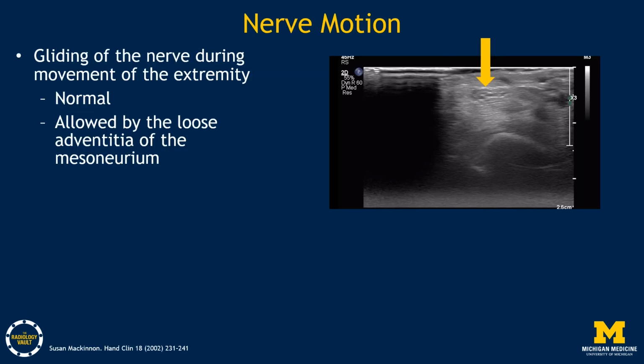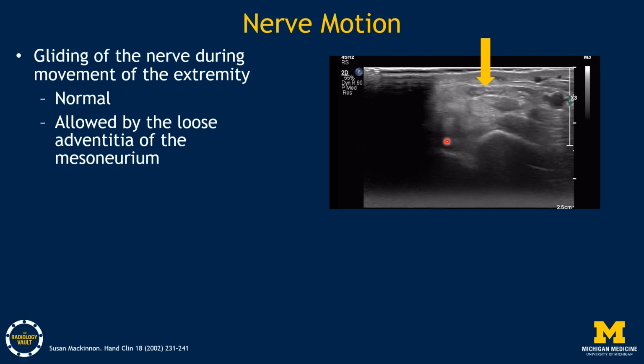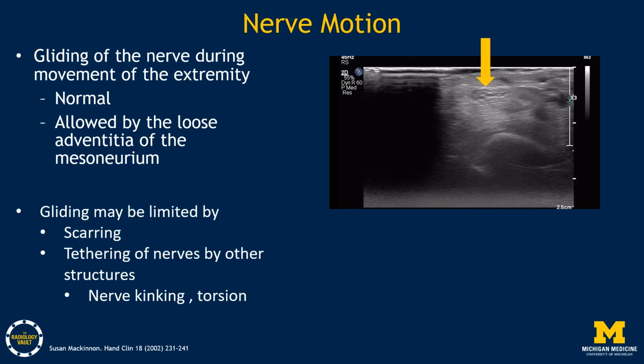Nerve motion. Gliding of the nerve during movement of the extremity is normal, and that's allowed by loose adventitia of the mesoneurium. And here we can see the median nerve in the short axis on ultrasound snapping over the flexor tendons. That is normal gliding motion. Now, this gliding motion may be limited by scarring or tethering of the nerves by other structures. This can cause nerve kinking and nerve torsion, where the nerve rotates around itself.